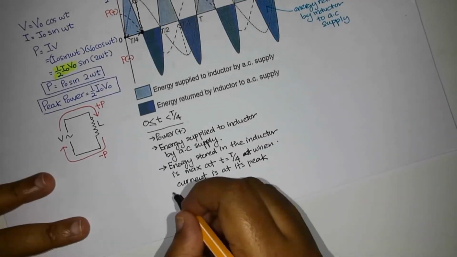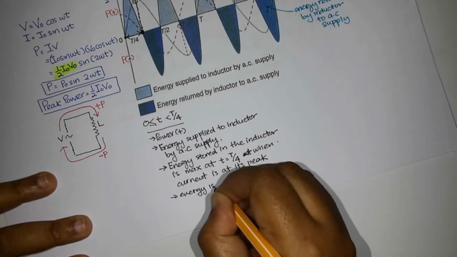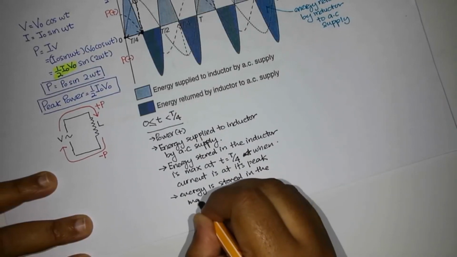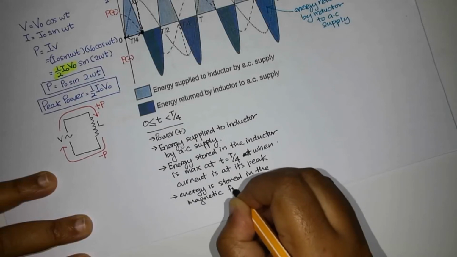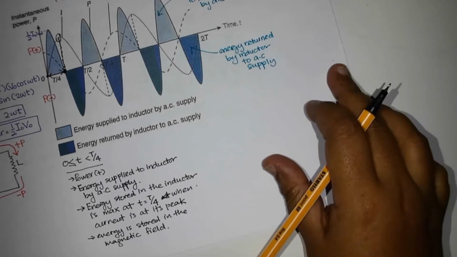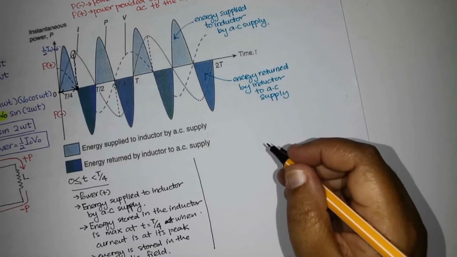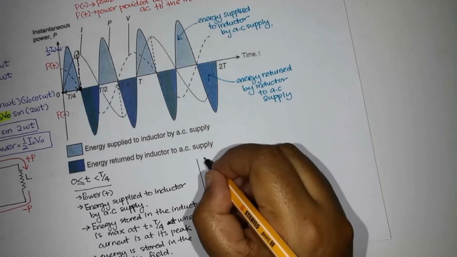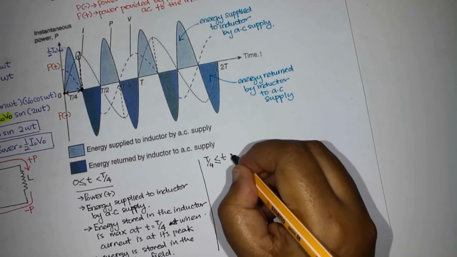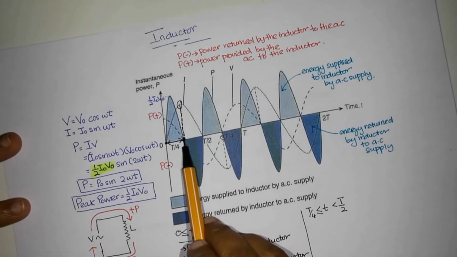So that you all know, right? Because energy is stored in the magnetic field. That means the strength of the field becomes stronger. Okay? Alright. Then we look at the next one, which is T over 4 to T over 2.